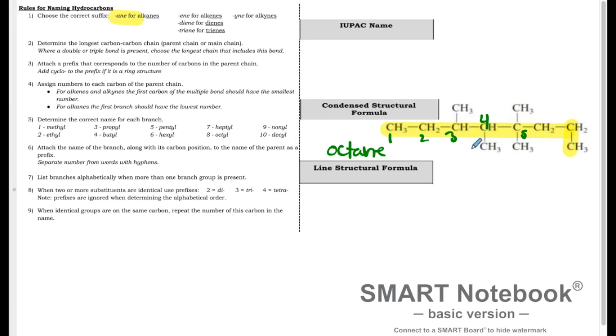If we were to reverse the order and start here from right to left, we would have it at positions 1, 2, 3, 4, 5, and 6. So the combination of 3, 4, and 5 is lower. So we're going to go from left to right in terms of our numbering order. 3, 4, 5 instead of 4, 5, 6, 7, 8.